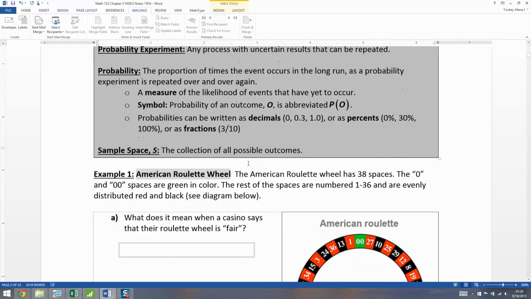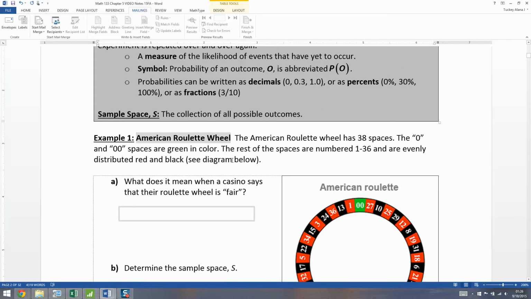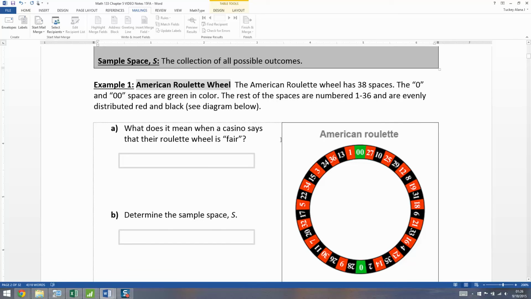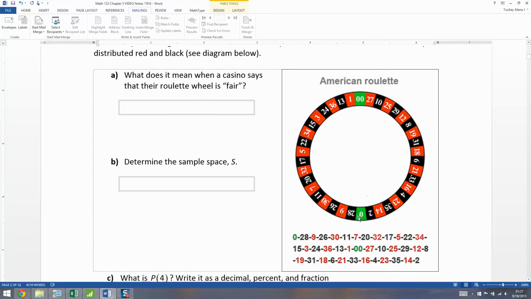All right, now the sample space is the collection of all possible outcomes. So everything you could have. All right, so let's look here. We have an American roulette wheel, and we're going to use roulette through the whole of chapter 5, and actually some in chapter 6 as well. And in the notes, we're going to use American roulette. Now, an American roulette wheel has 38 spaces total. There's 1 through 36. They're scattered, but there's 1 through 36. And there's a 0 and a 00. Those two are green in color, whereas the rest of the numbers are all alternating red and black.